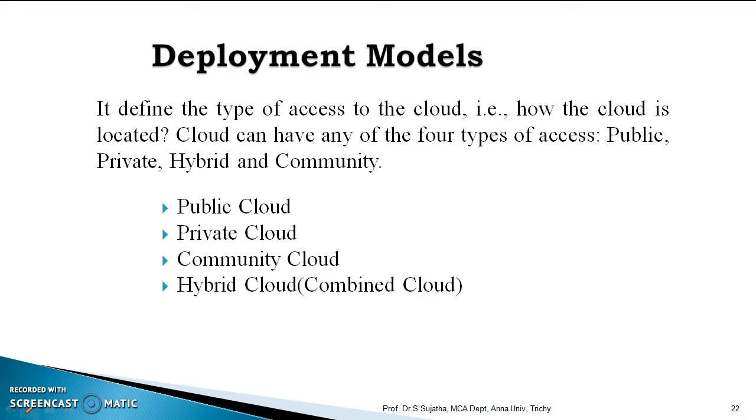Then deployment models. What are deployment models? How the cloud is located, how the service is located in the cloud, and what types of access are provided by the cloud to the consumers. There are four major types of access provided by the cloud to the consumers. First one is public cloud, second one is private cloud, third one is community cloud, fourth one is hybrid cloud.